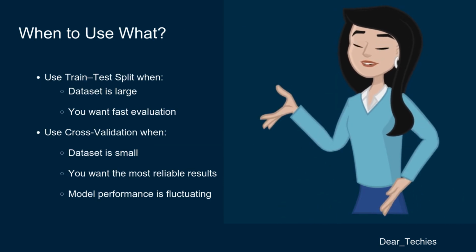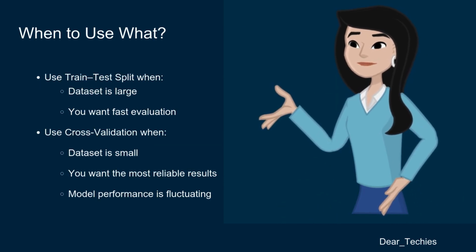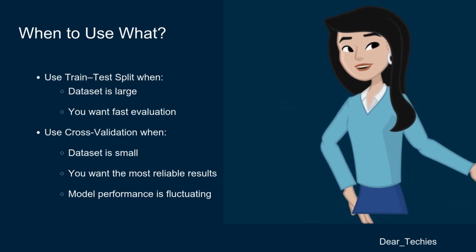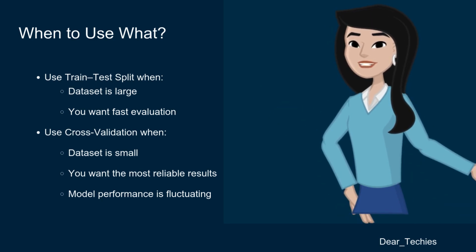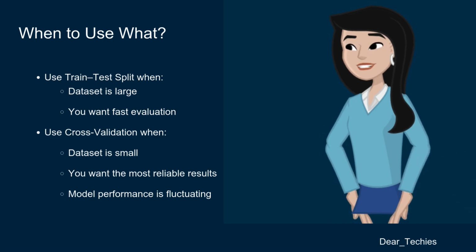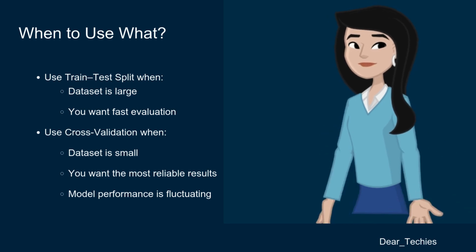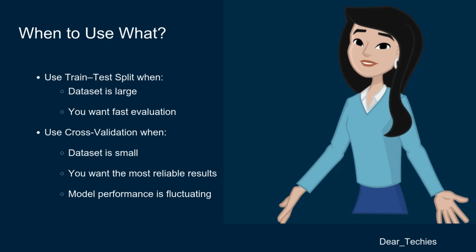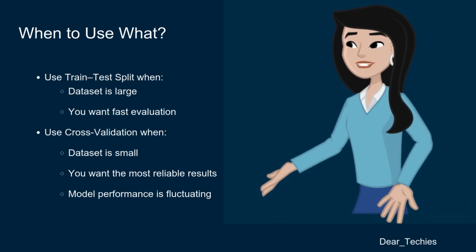If you have a very large dataset, train-test split is usually enough. But if the dataset is small or your model accuracy changes too much depending on the split, cross-validation is the best option. It ensures every part of the data is used for testing and results are balanced.